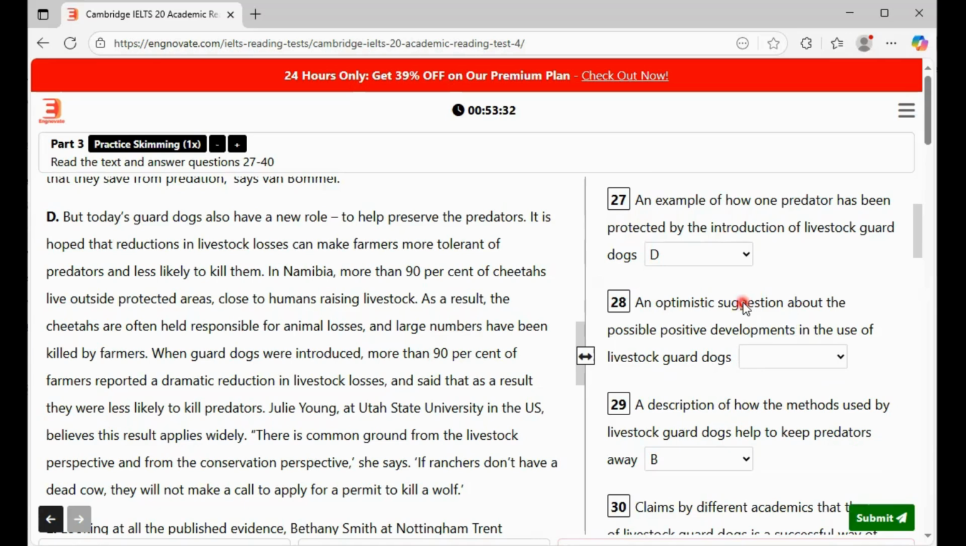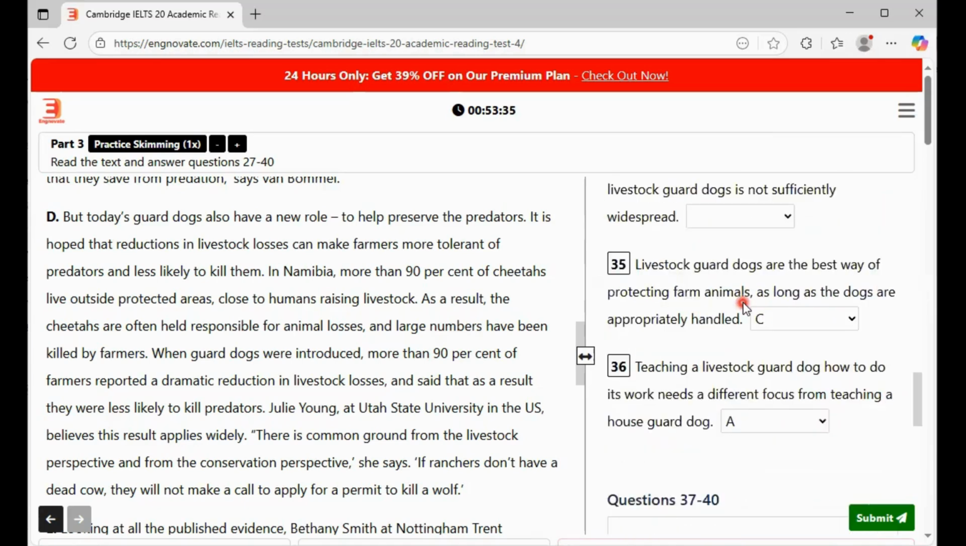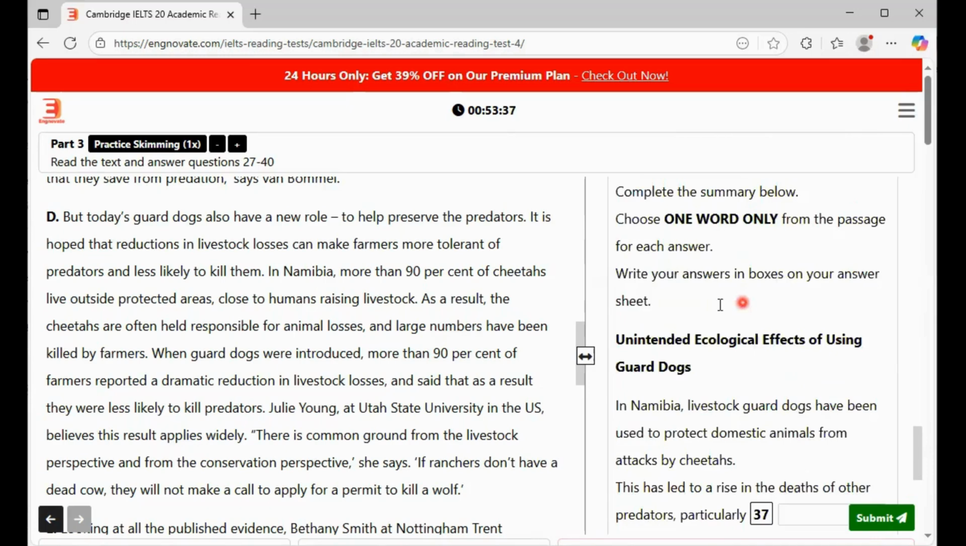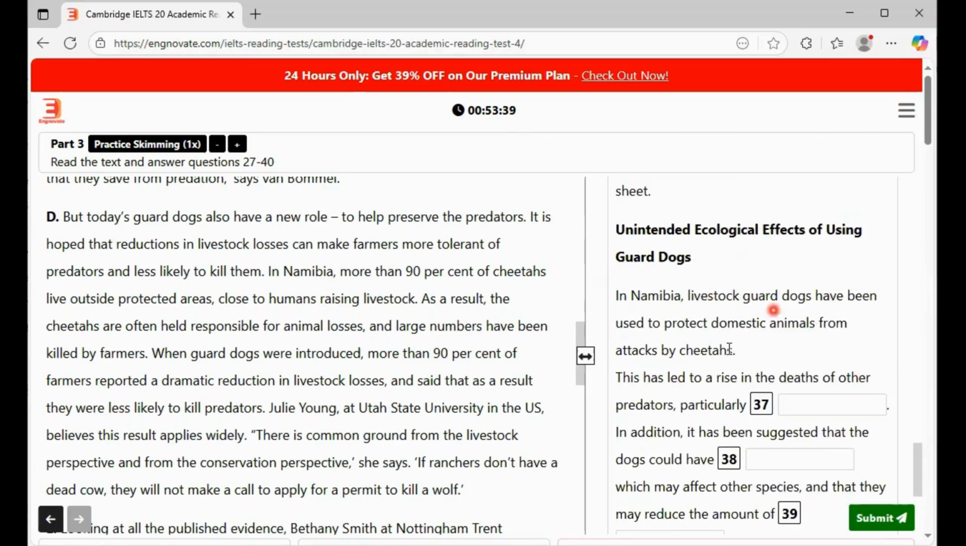Let me go down to that place that talks about Namibia. Livestock guard dogs have been used to protect domestic animals from attacks by cheetah. This has led to a rise in the deaths of other predators, particularly dash. In Namibia, more than 90% of cheetahs live outside protected areas, close to humans raising livestock. As a result, the cheetahs have been held responsible for animal losses. When guard dogs were introduced, more than 90% of farmers reported dramatic reduction.